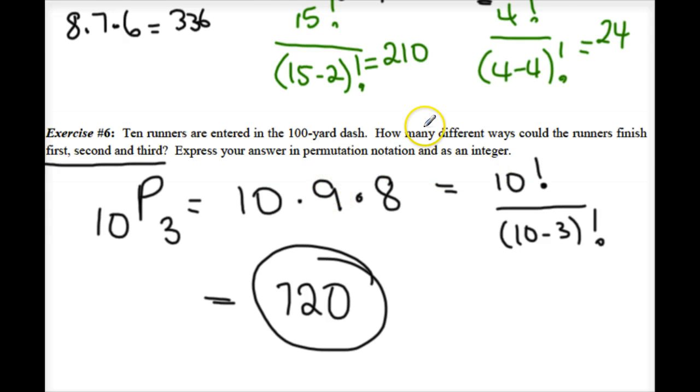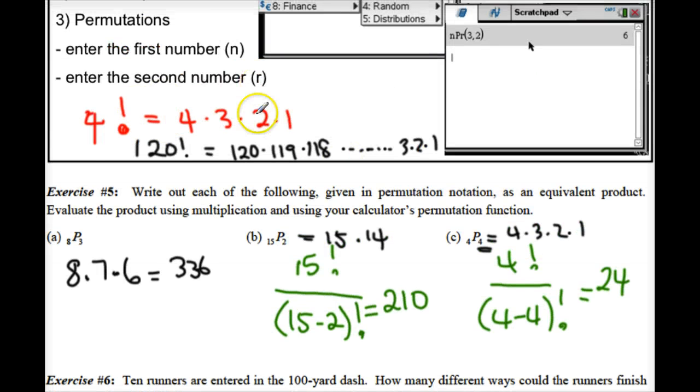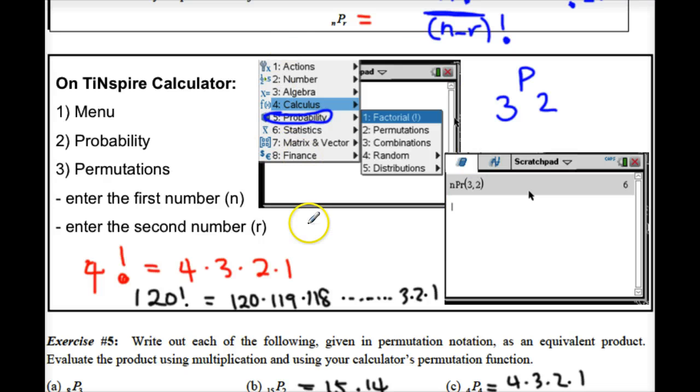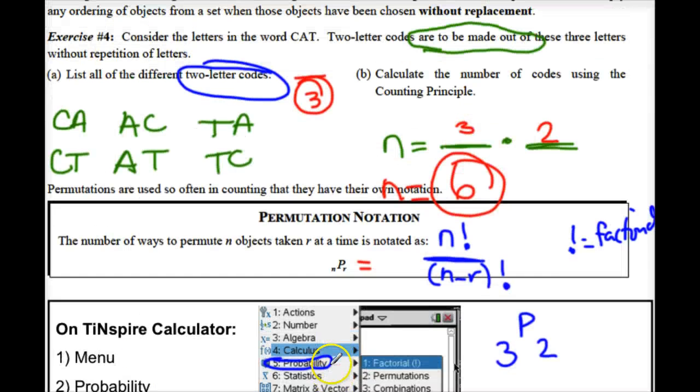Okay, so remember guys, factorial, what this means, how do we get this on the calculator? And then we want to go into permutation. Very, very important. Permutation means without replacement.